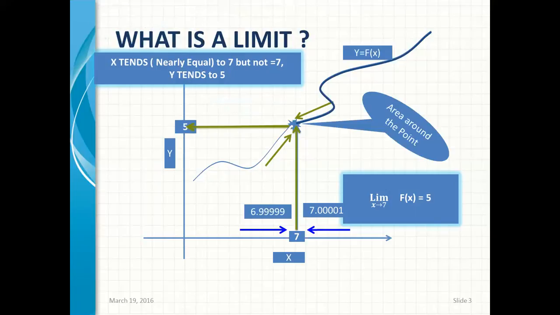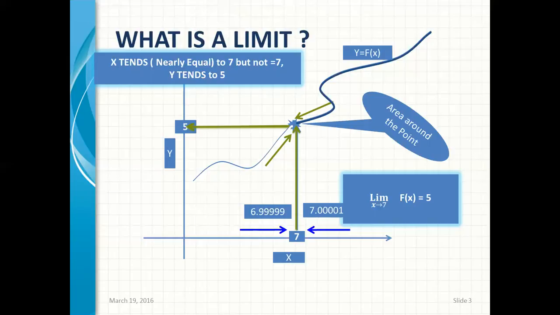So when I say x tends to 7, I'm basically saying it's nearly equal to 7, but not exactly equal to 7. So when x tends to 7, y actually tends to 5. But for all practical purposes, because I would not be dealing with decimals and those numbers as output, I say for all practical reasons y equals 5. So I say limit x tends to 7, f(x) equals 5.